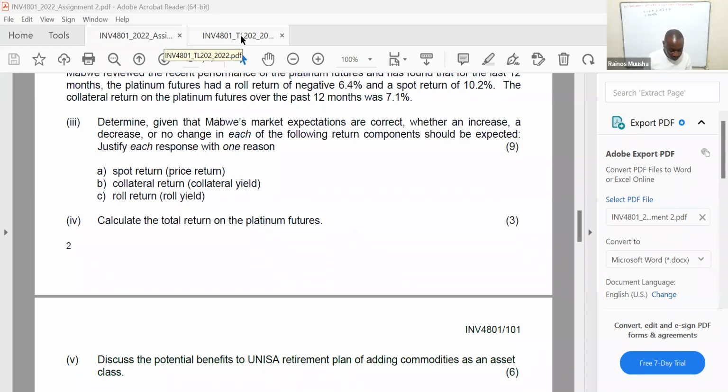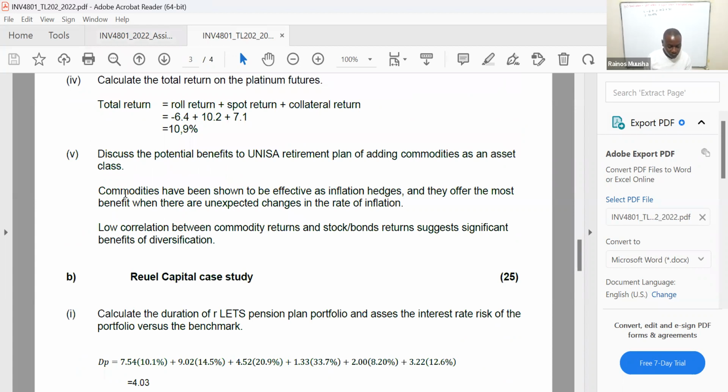So when you look at the potential benefits of UNISA retirement plan adding commodities to any asset class, the first benefit that they discuss here is that commodities have shown to be effective as inflation hedges, and they offer the most benefit when there are unexpected changes in the rate of inflation. So one benefit of commodities is that they are effective inflation hedges to your portfolio. Which means they are able to generate a return higher than what? Inflation rate, generally.